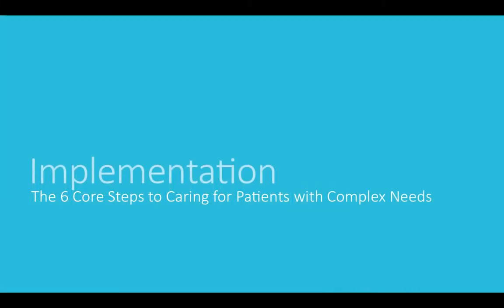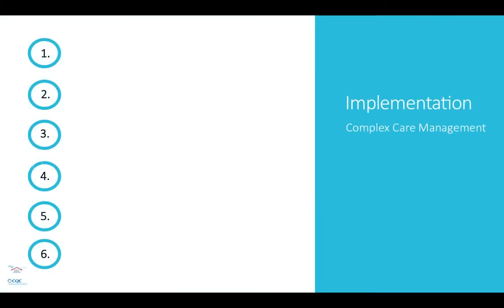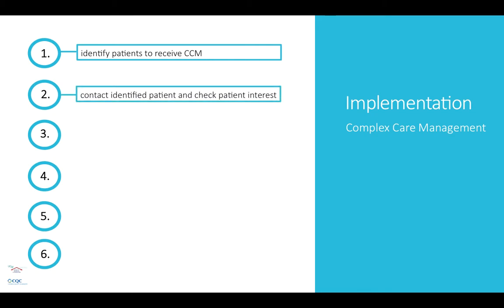There are 6 steps to implementing a complex care management program. These are identifying patients to receive complex care management, contact the patient, meet with or call a patient and ask if he or she would be interested in being in the complex care management program.